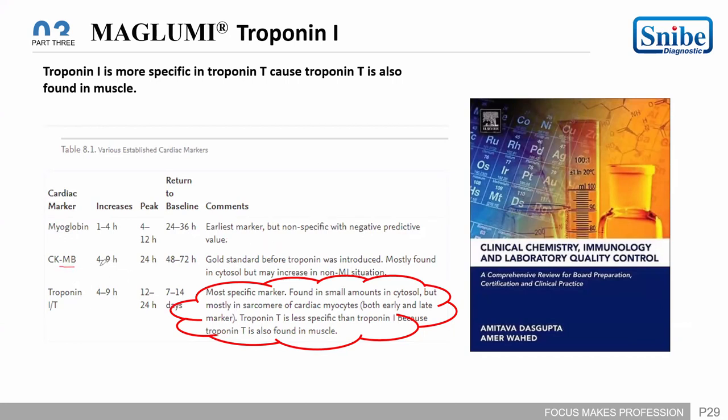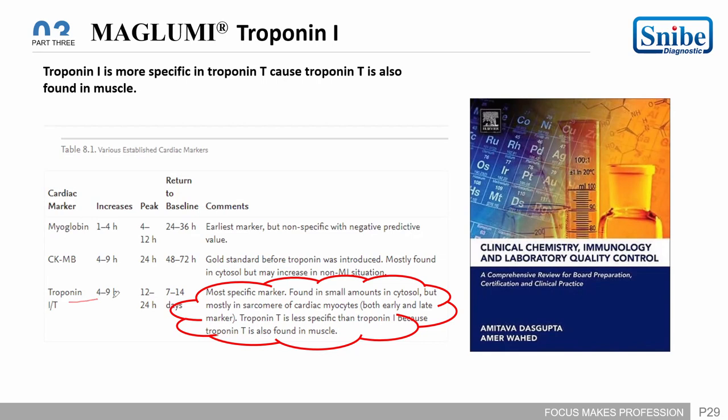If we talk about CKMB, it starts increasing after 4 to 9 hours, and its peak level is achieved after 24 hours. This was the gold standard before troponin was introduced. It's mostly found in the cytosol, but may also increase in non-myocardial situations as well. So that was the gold standard before the launch of troponin I and troponin HS.